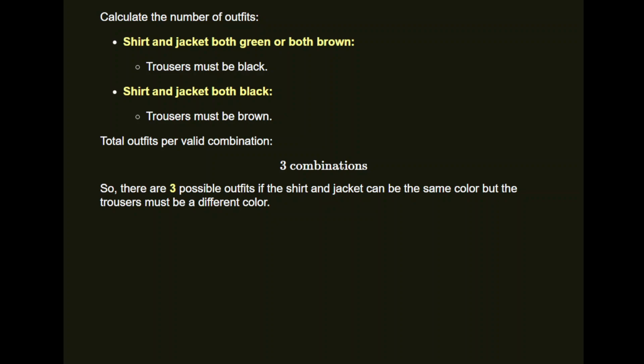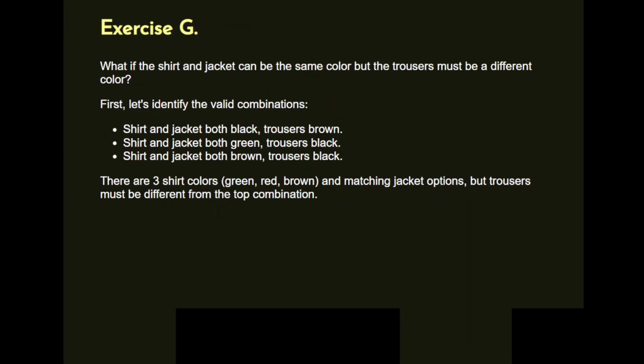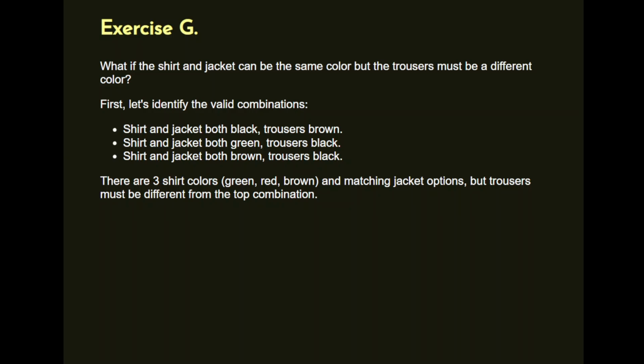So calculate the total number of outfits, and essentially we end up with 3 options. That's it, essentially. So the 3 possible options: if the shirt and jacket can be the same color, but the trousers must be a different color. So that's it, really. You just have to look at it, think it through, take your time with it, and write out all the options, because that's probably the last one where you have to do a bit of thinking. The previous one's fairly straightforward, really. Okay, we'll leave it there.